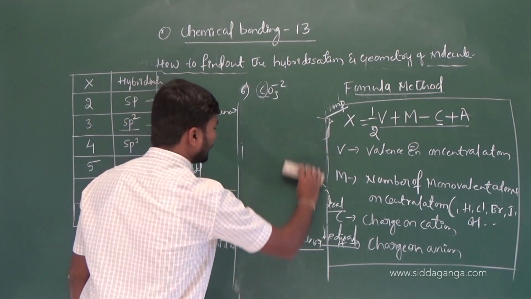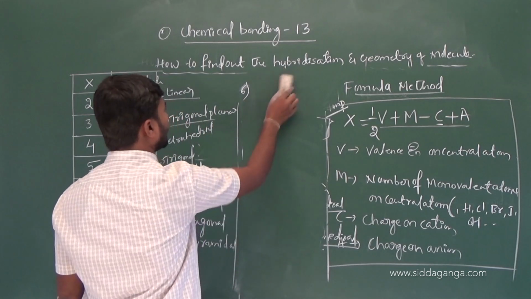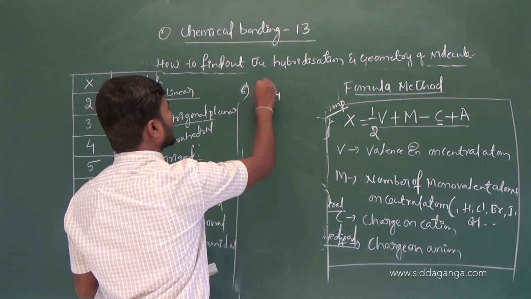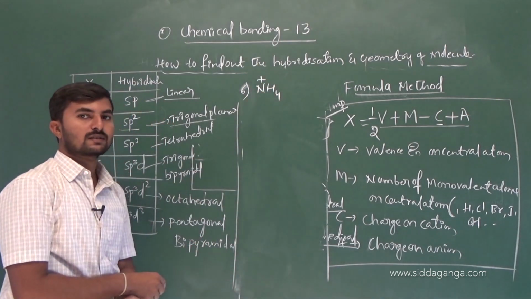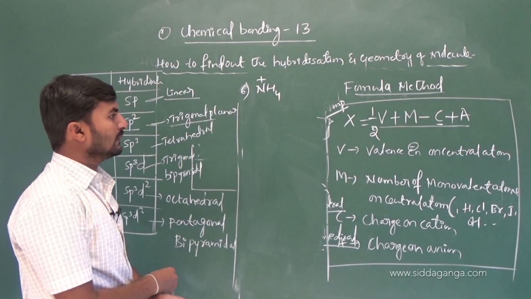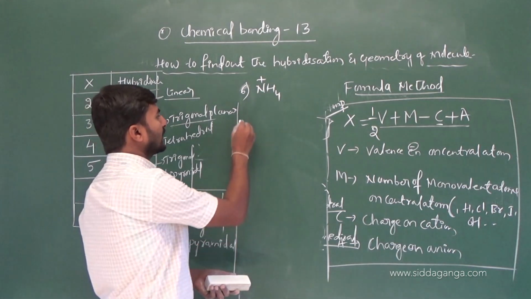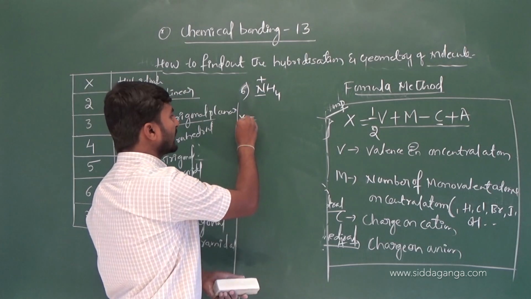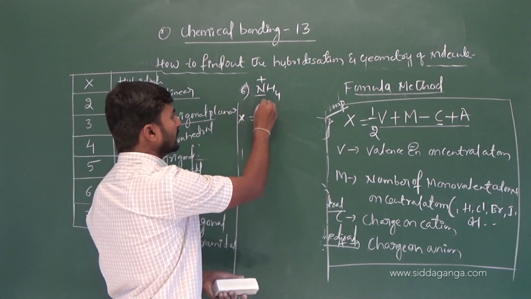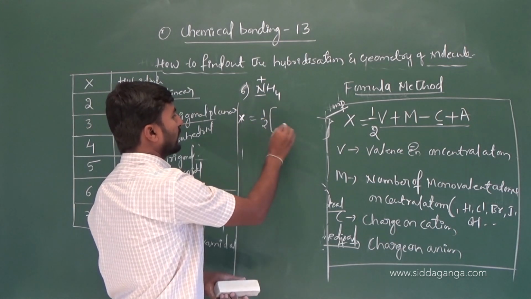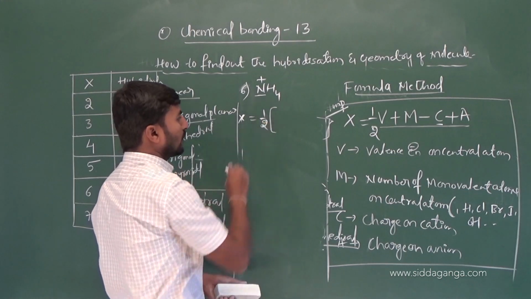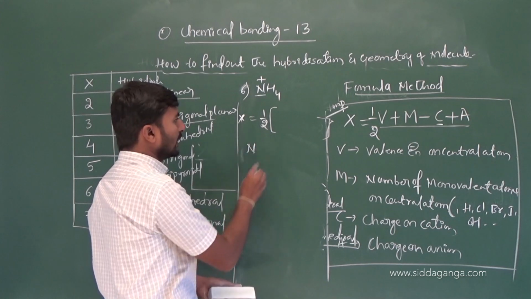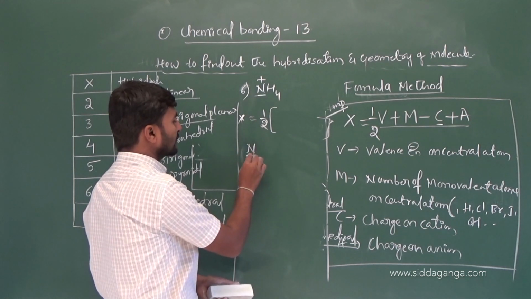suppose they have given an example of NH4 plus, then here, which is the central atom? Nitrogen being lesser in number, it will become the central atom. Okay, half into, the same formula we need to follow. Next, nitrogen, how many valence electrons are there in nitrogen?